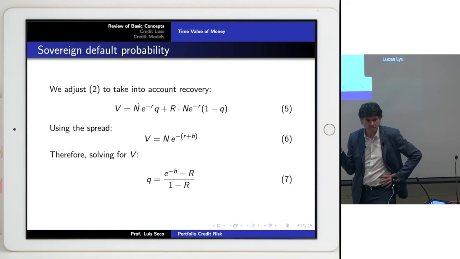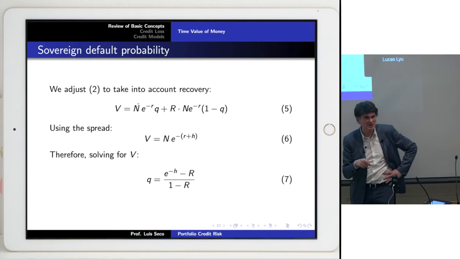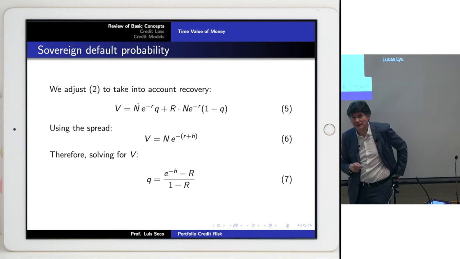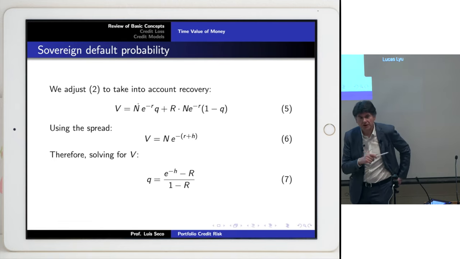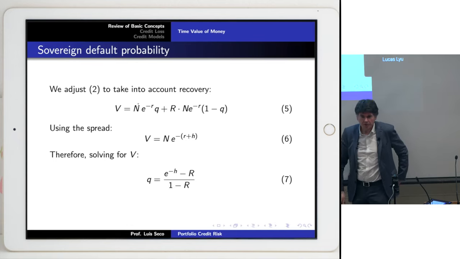Yes? But how do you know the R for each of these? You don't. Not today. The R will be given to us next week when we do something fantastic. It's due to Merton. Merton did this. We'll see that next week. But for now, people look at historical recovery rates. That's what they do. Governments, 80%, 90%. Whether it's 80 or 90%, it probably does not have a lot of impact, but you can do that.